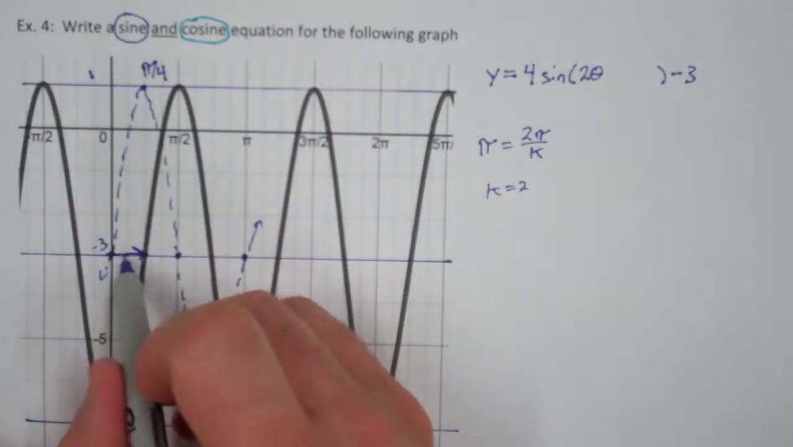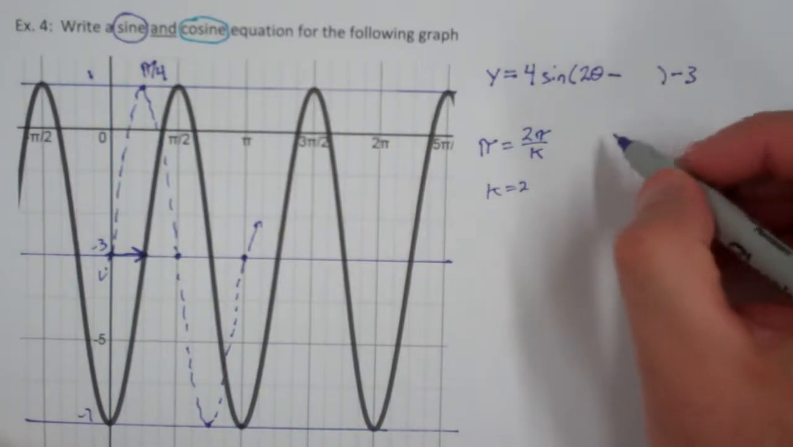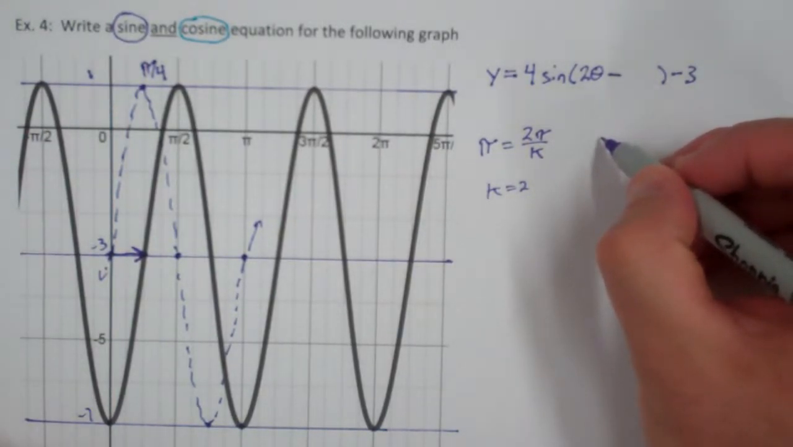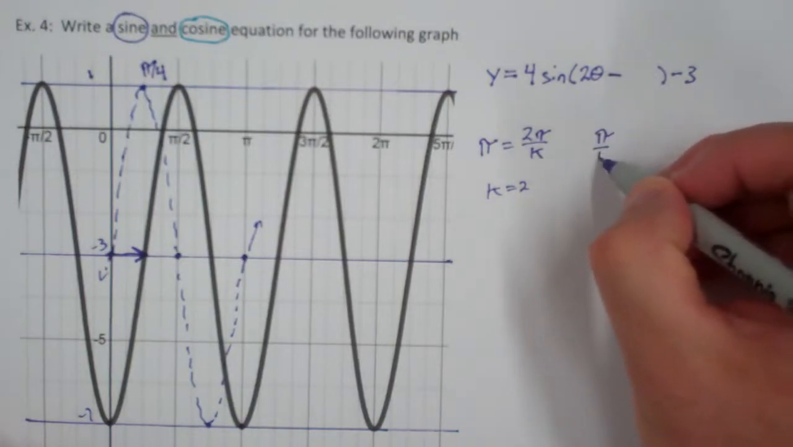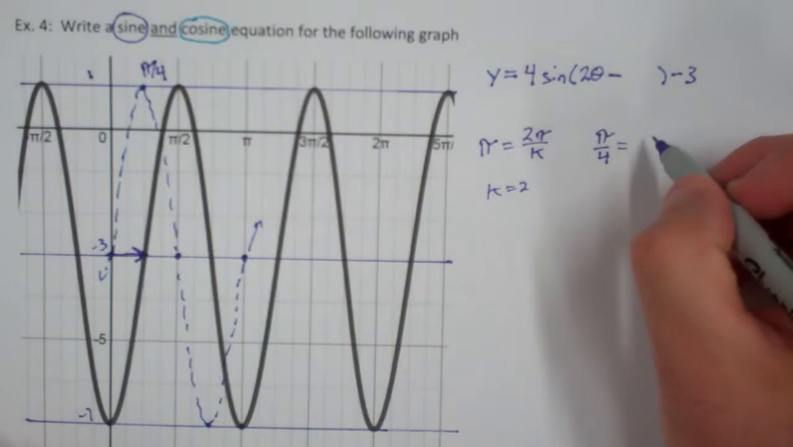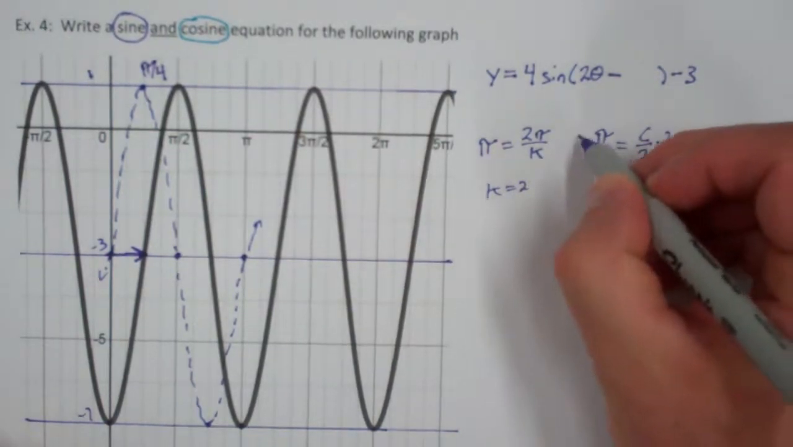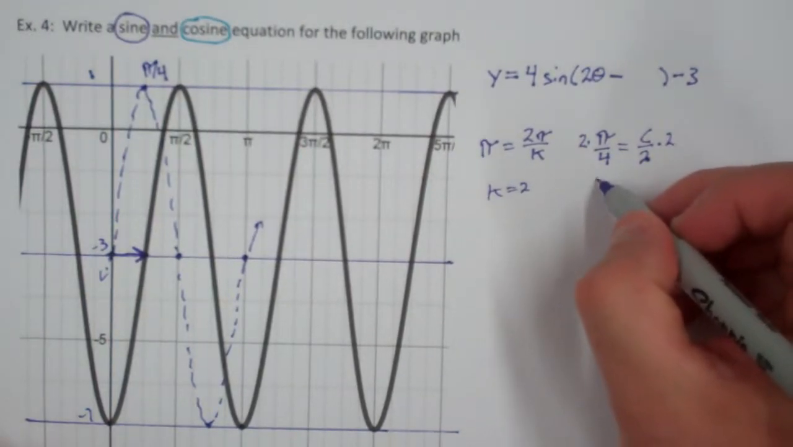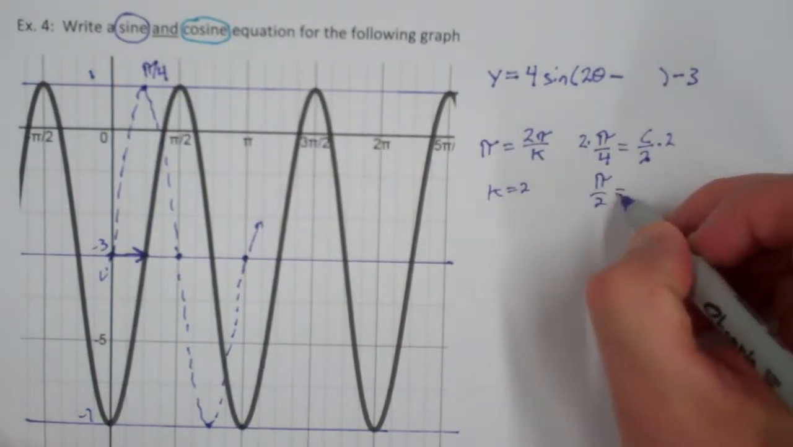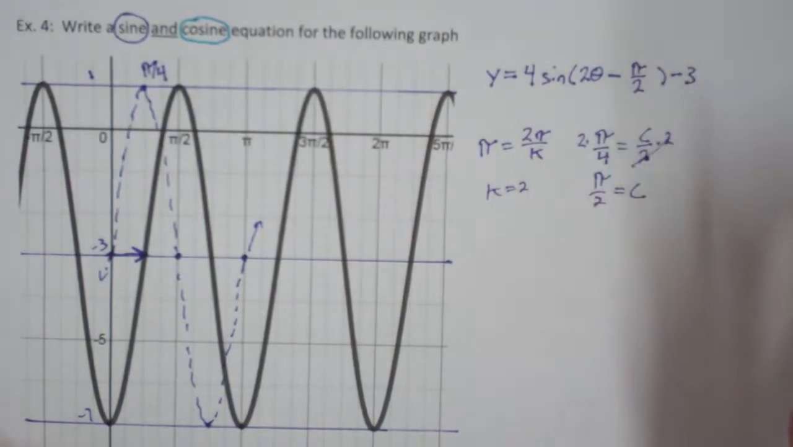So we're going to go pi over 4 to the right, so we're going to have to put a negative sign right here. And we now know that the shift is pi over 4. We've got our sign correct, so we don't have to worry about it in the equation here. We've got c over k, so we just multiply by 2, simplify that fraction part. You've got pi over 2 is equal to c, and that'll be the value that will go right here.